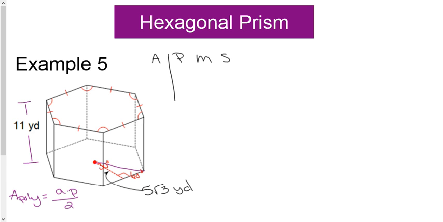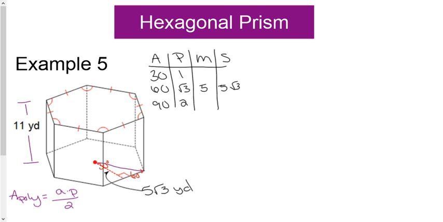If you know how to do it without the APMS chart, by all means, fast forward about 30 seconds and we'll be done with this. So we have 30, 60, 90. So that is 1, √3, 2. So my 5√3 is furthest away from 60, so it goes here. These two right here, they both have a square root of 3, so the difference is 5. So that is our multiplier.